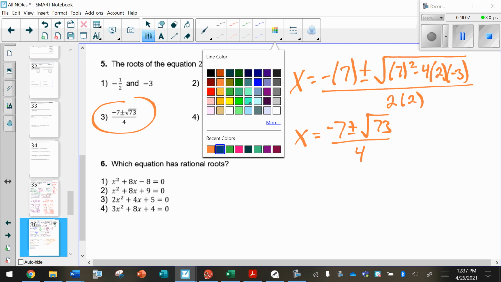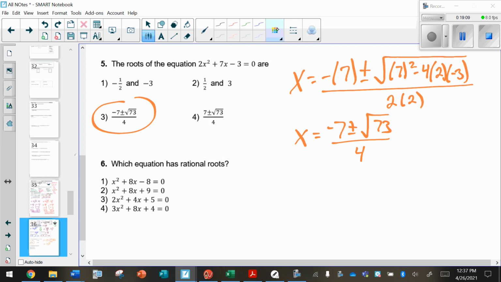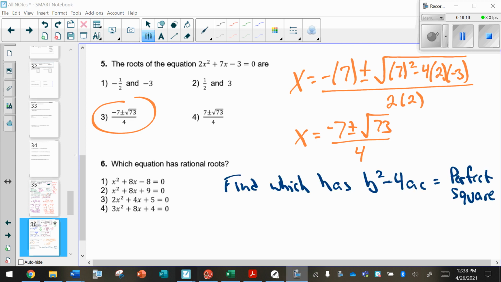All right, so now let's do number 6. So pause the video and we'll do number 6. So to do number 6, we're going to find which one of these equations has a b squared minus 4ac, a discriminant that is a perfect square. All right, so if our discriminant, that calculation, b squared minus 4ac, you can ignore the rest of the equation. If you just test that part, you figure out which one is a perfect square.